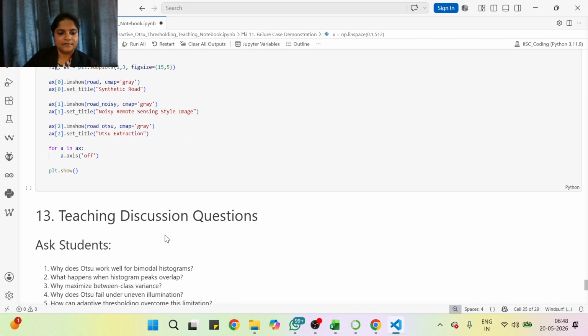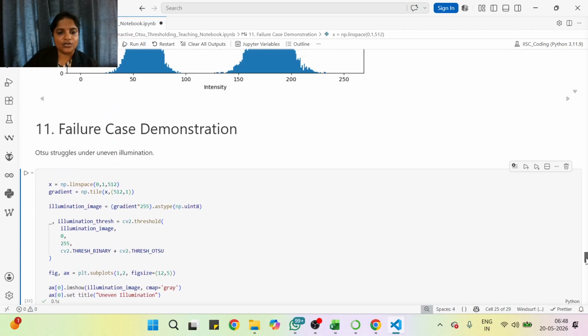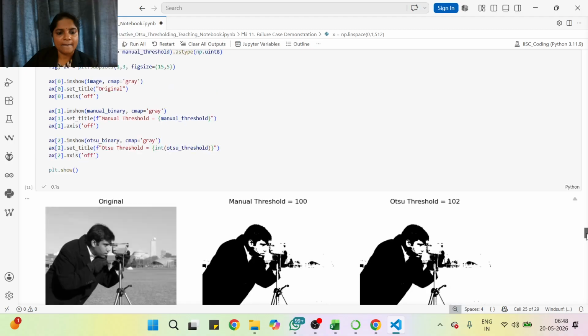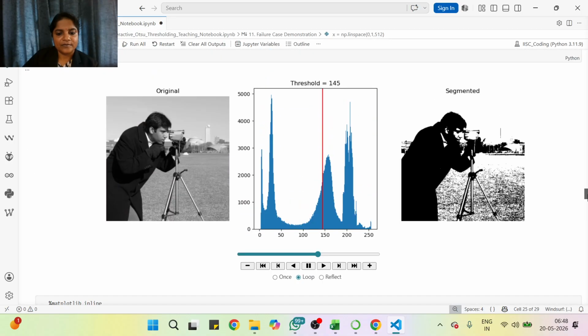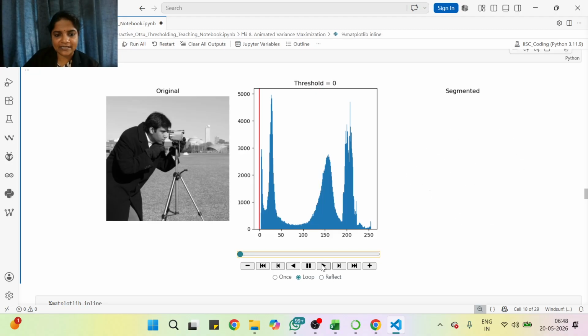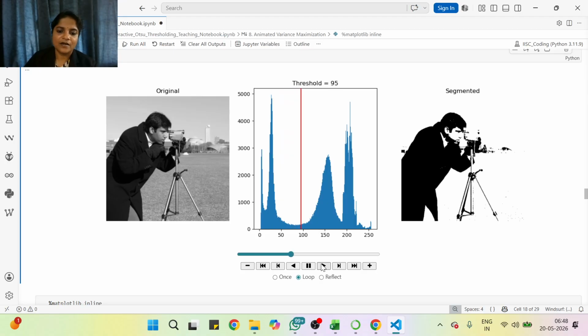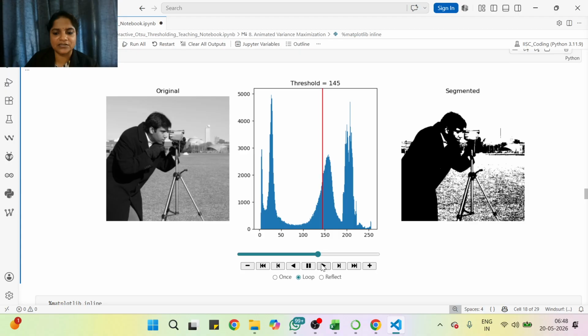Hope the concept is clear to all of you. I just want to show you the simulation once more so that you better understand the impact of threshold. Hope the concept of Otsu's thresholding is clear to all of you.